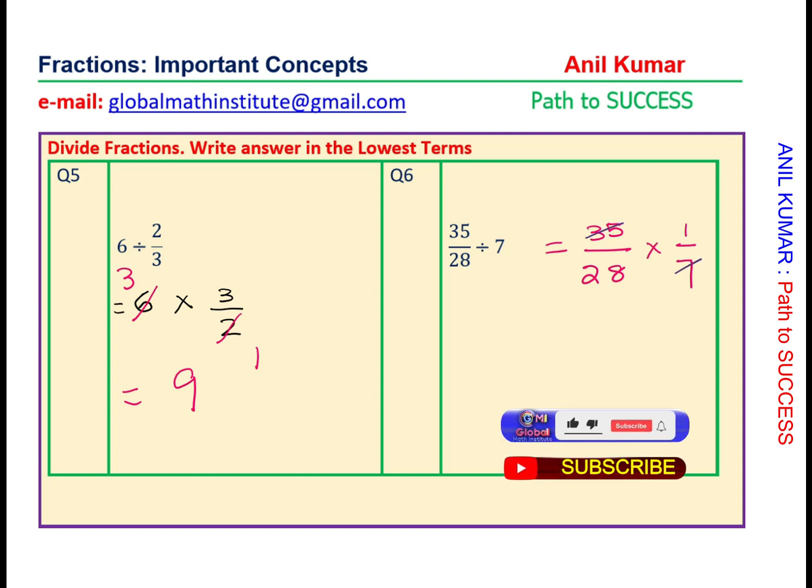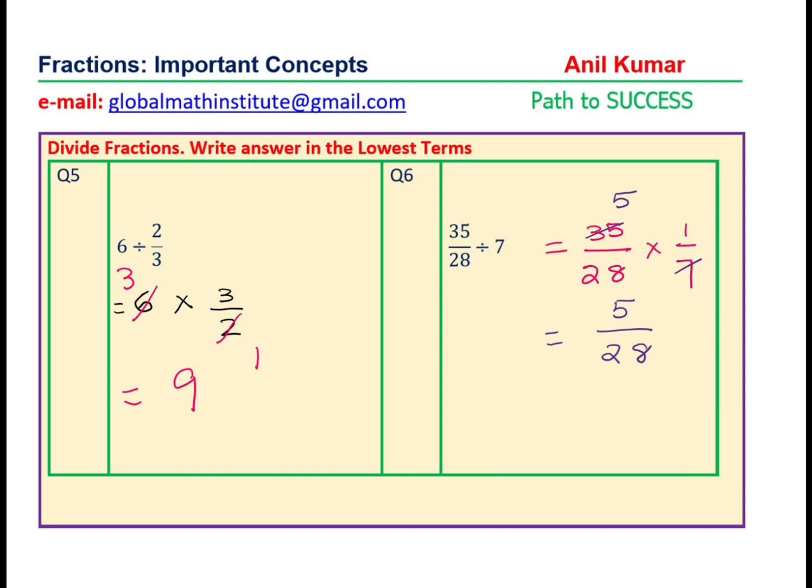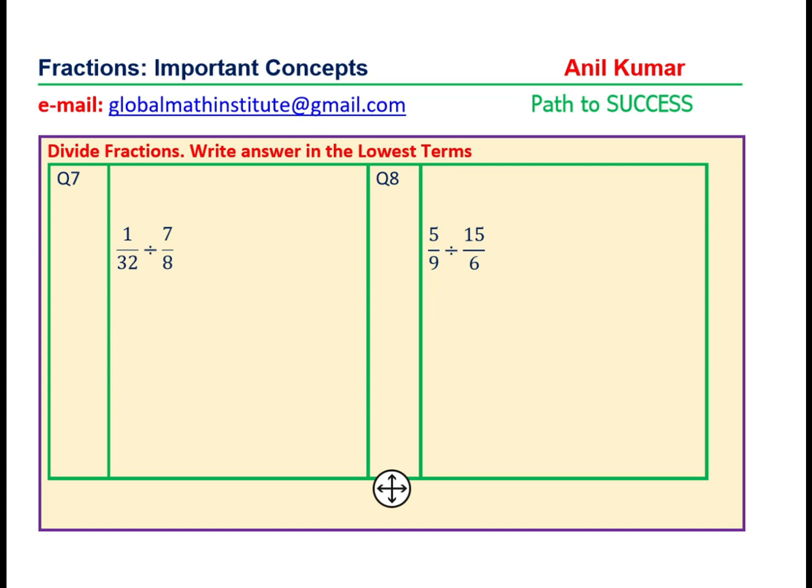7 goes 5 times in 35, and now we have our solution, which is 5 over 28. Perfect. So that is our solution. Now we have the next set, which is 1 over 32 divided by 7 over 8. How will you do this?